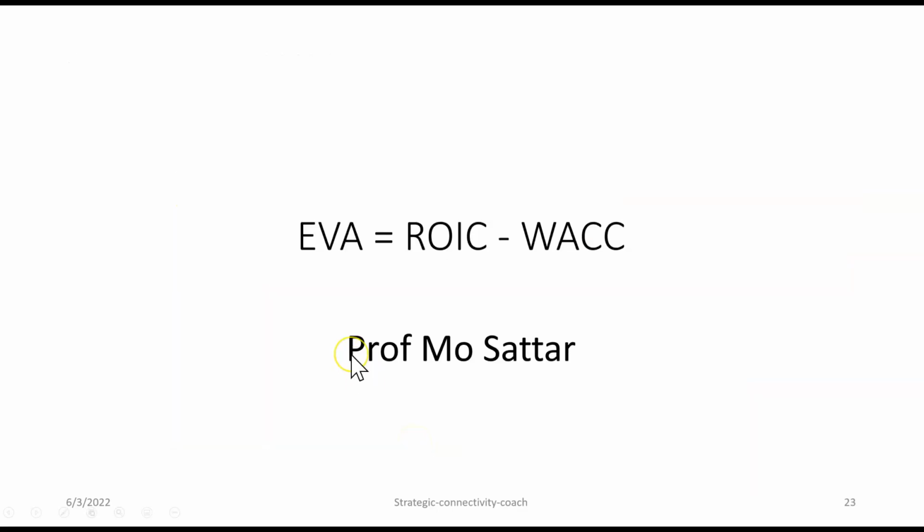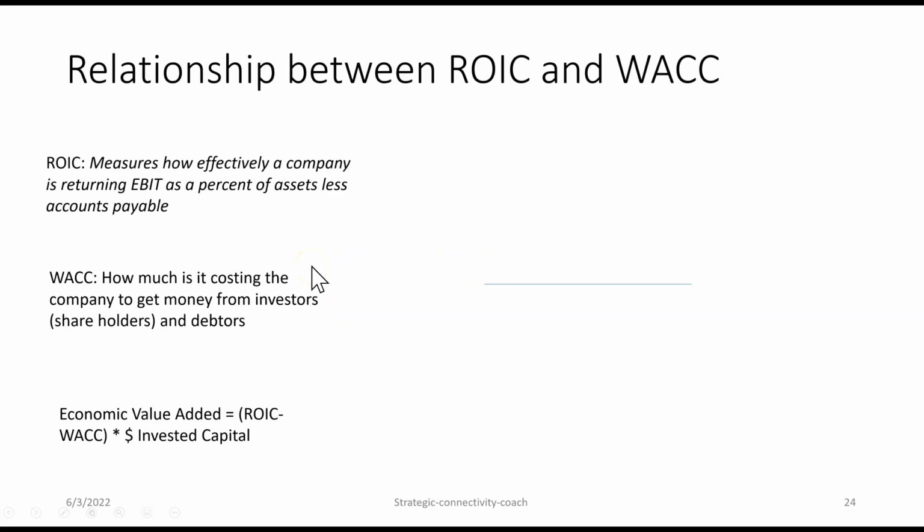So now we can bring it back to the economic value added, right? Economic value added is ROIC minus weighted average cost of capital. ROIC measures how effectively a company is returning EBIT or operating profit as a percent of total assets, less accounts payable or any other non-interest bearing accounts, like accrued expenses. Weighted average cost of capital is how much it costs the company to get money from investors and debt holders, and from there we can do this.